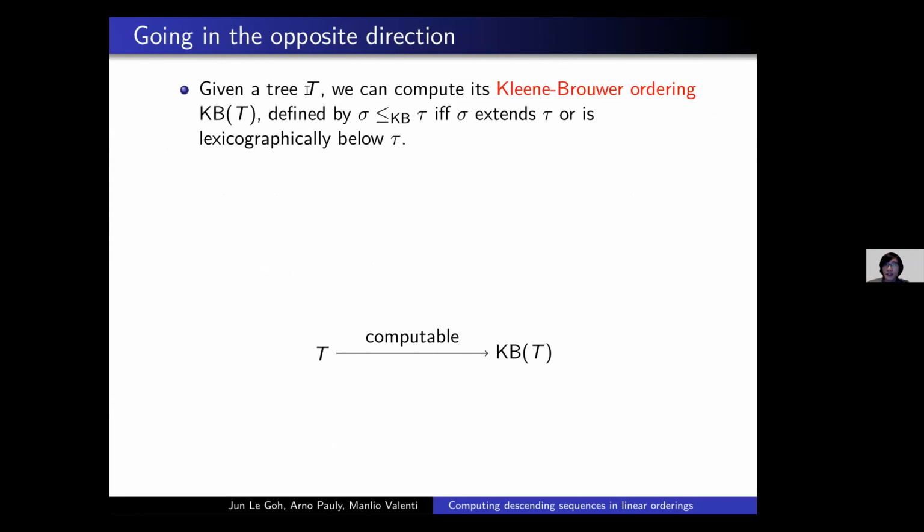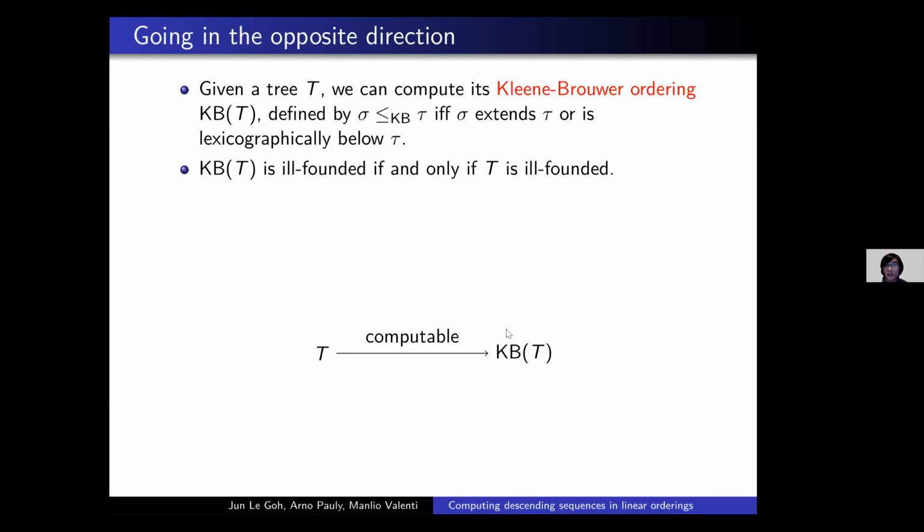So given a tree T, we can compute a linear ordering. It's the Kleene-Brouwer ordering. Just to remind you what it is: if you have two strings in the tree, sigma and tau, sigma is below tau in the Kleene-Brouwer ordering if either sigma extends tau or sigma is lexicographically below tau. Okay, so if you're given a tree, that gives us a linear ordering. And furthermore, we know that if the tree is ill-founded, then the linear ordering we get is also going to be ill-founded.